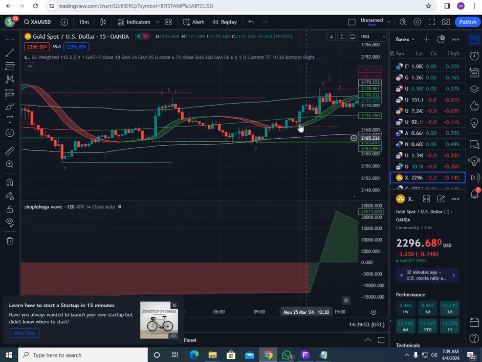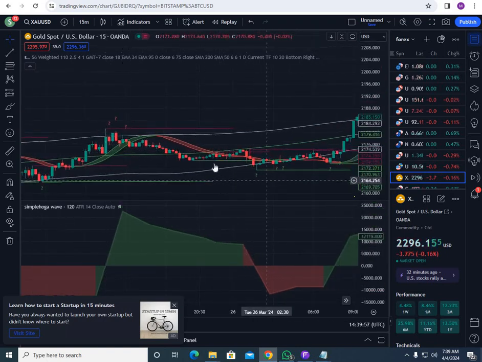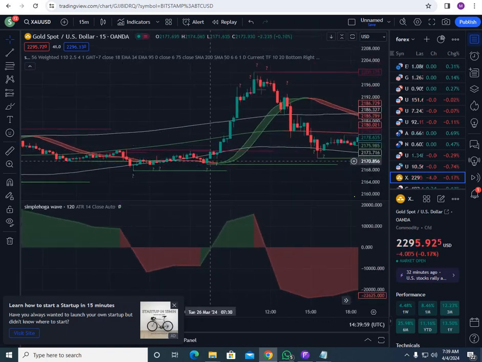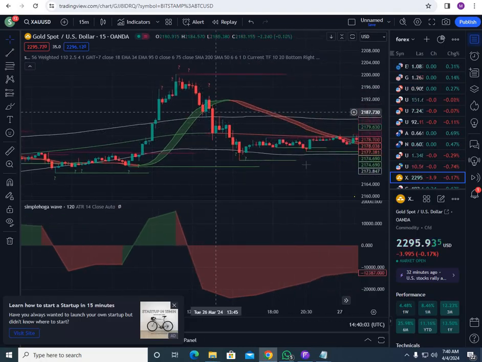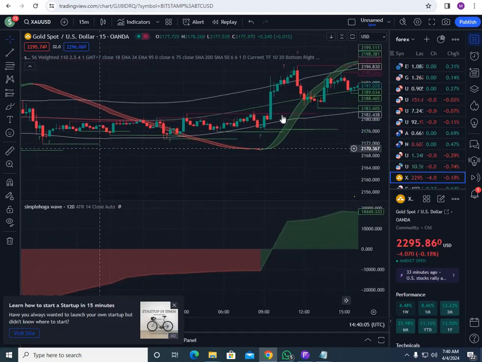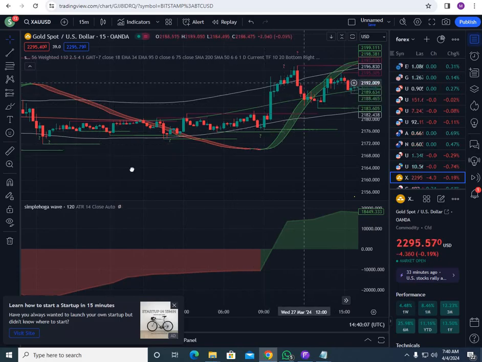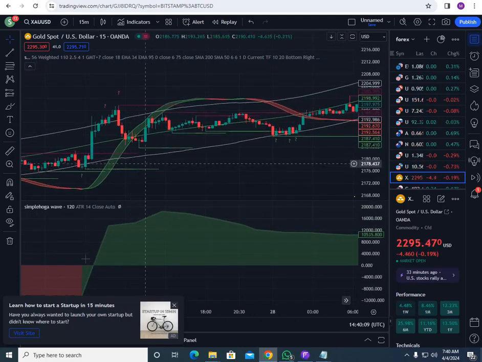Okay, and like this one, if you want to go, it will give you small profit. Okay, and like this one, this is the perfect trade, and you can see you got the profit. This is the perfect sell trade, and you can see you got the profit. This is the perfect trade, you got the profit. Okay, and this is the buy trade. Okay, you got the profit.